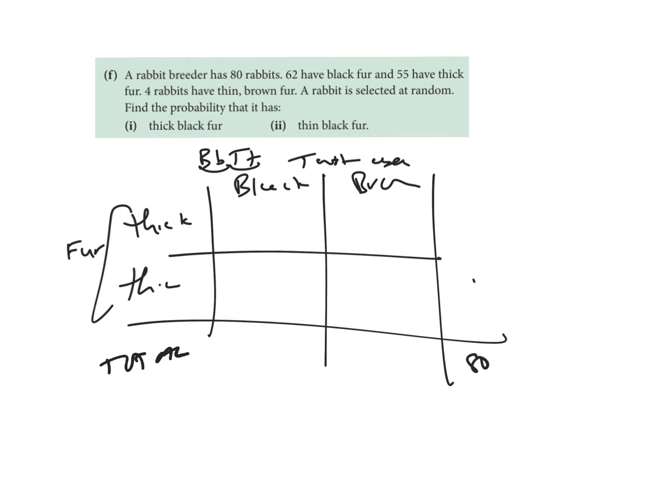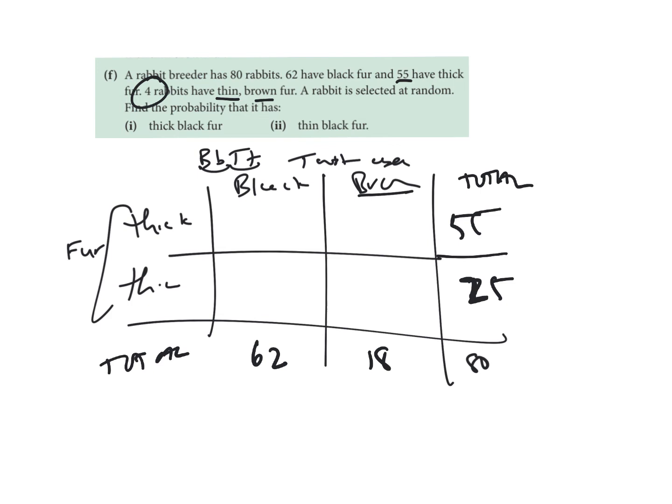I know that 62 have black fur, so this is 62, which means I have to have 18 have brown. If 55 have thick fur, this is the totals here, then I know that there's 25 that have thin. And the last one is 4 rabbits have thin brown fur. Well, there's brown and here's thin, so here's 4, which means that there must be 14 thick brown.